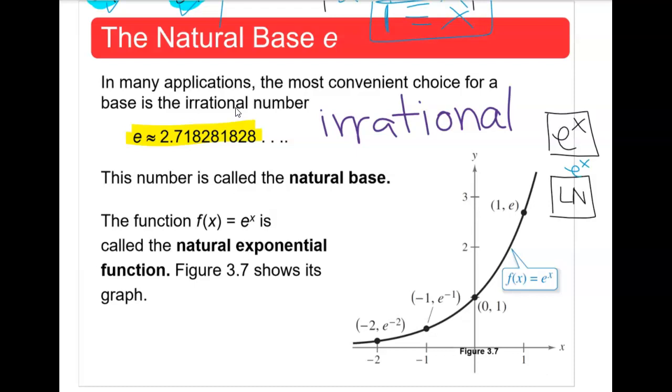And whenever you use it for this class, I will suggest that you only use the button for e, okay? Do not try to enter the approximation because you know how picky WebAssign is, and you don't want to round too soon and get the wrong answer. So this number appears in nature and in certain patterns, and so because of that, it's called the natural base.